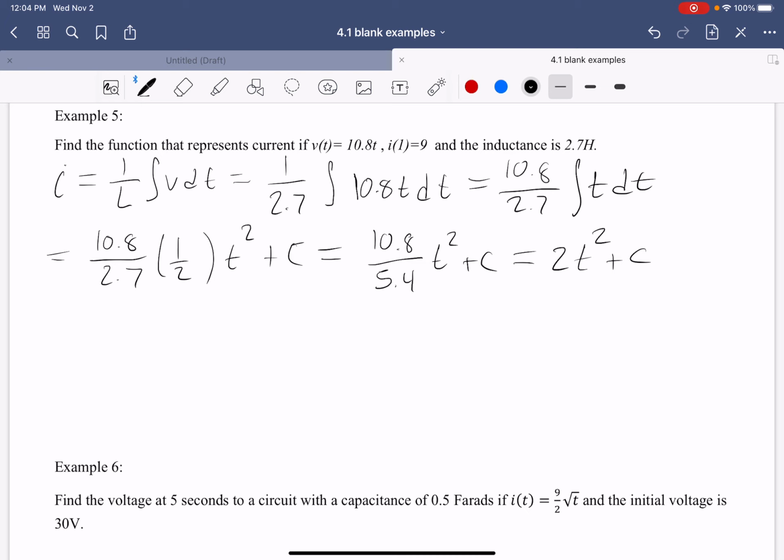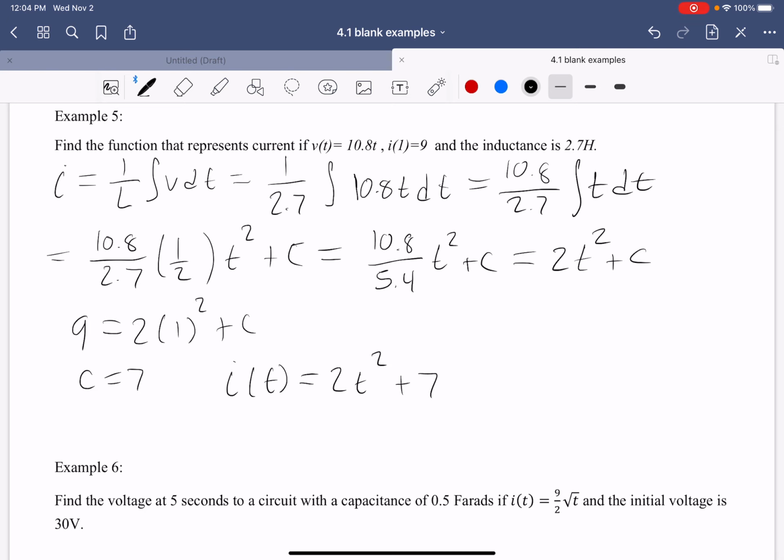Now, we need to determine the value for c, and we can do so by replacing current with 9 and replacing time with 1. And we get the initial current, which is the c, as positive 7. So our answer is I equals 2t squared plus 7.